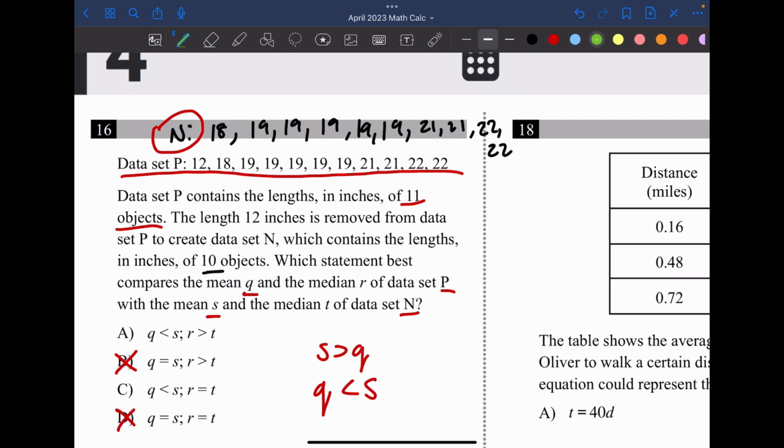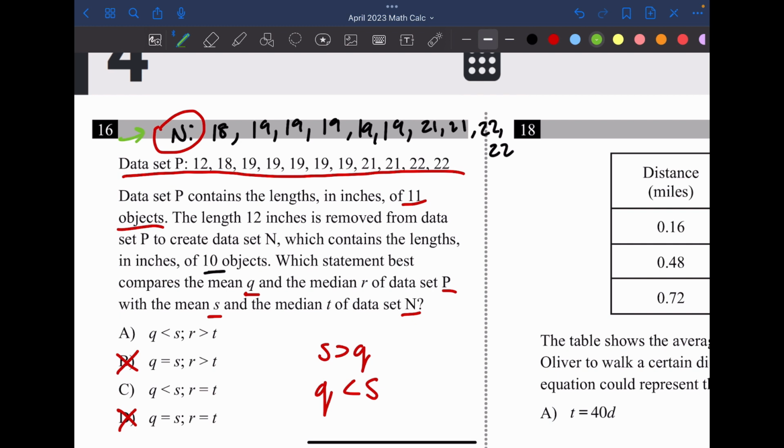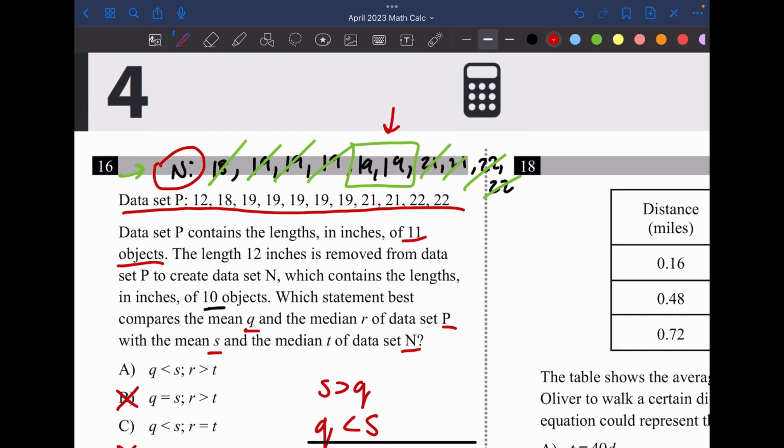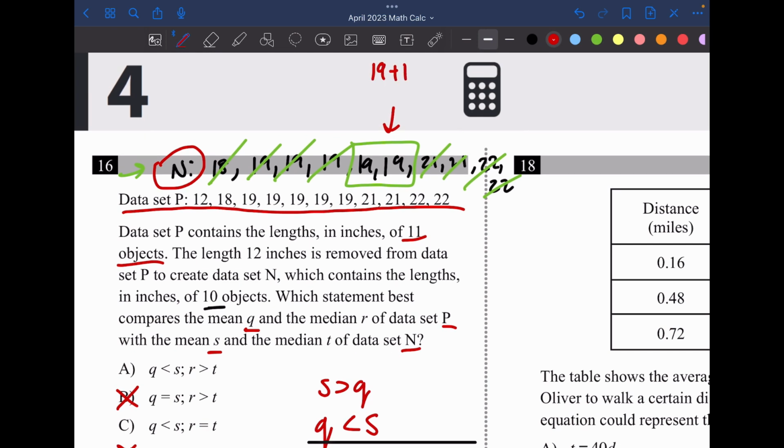So let's do that. For N, if you do this, you would have 18 being crossed, 22 being crossed, 19, 22, 19, 21, 19, 21, and then 19, 19. So to find the median of two numbers, you have to add them both up and divide by 2. So 19 plus 19 divided by 2 is still 19, which is the median of this set.